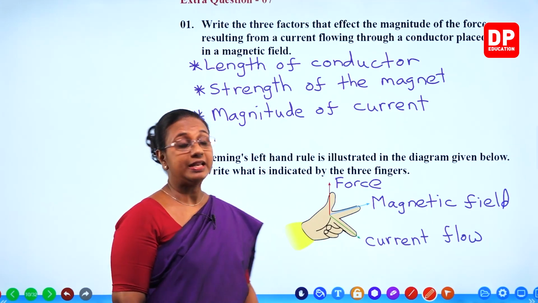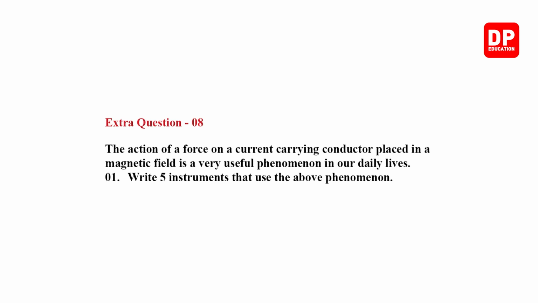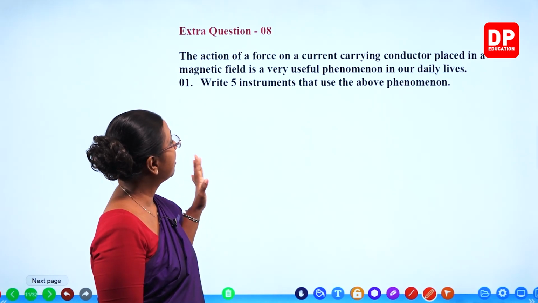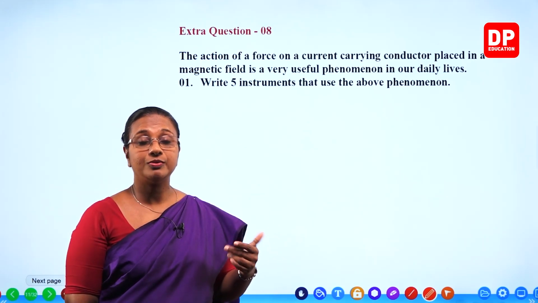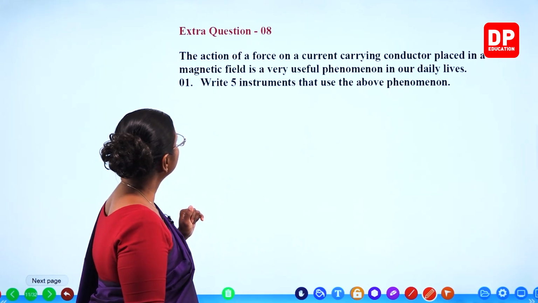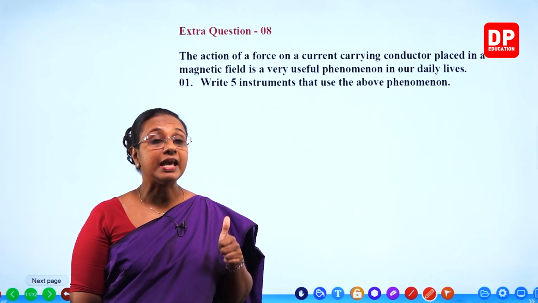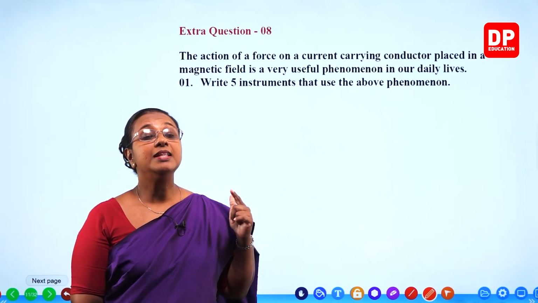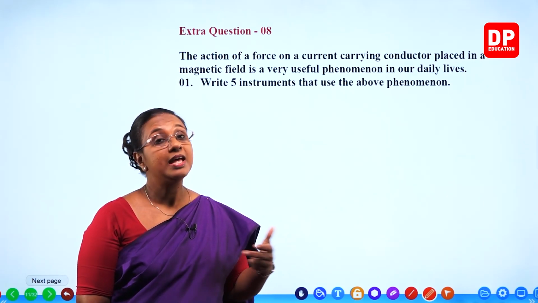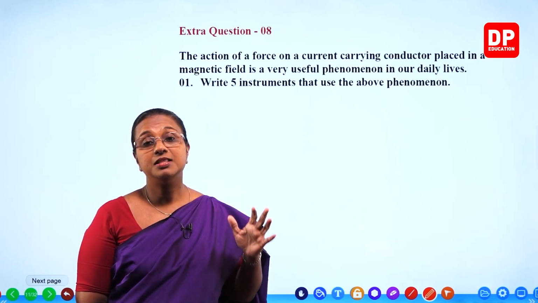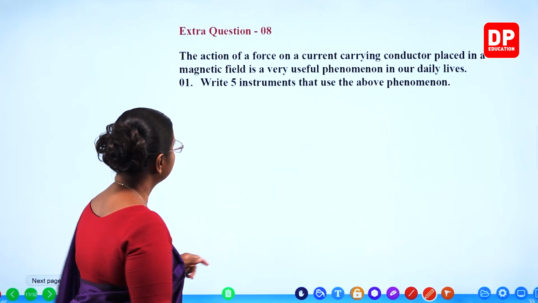With that, students, I'll move on to the next question. Extra question 8. The action of a force on a current carrying conductor placed in a magnetic field is a very useful phenomenon in our daily lives. So you're familiar with that. The questions that we discussed before are based on that. When you have a conductor placed in a magnetic field, when current flows through it, there is a force acting on it. So the question is, write 5 instruments that use the above phenomenon. The direct current motor functions based on this. Then the loudspeaker. Then the galvanometer, the analog voltmeter and the analog ammeter also function based on this principle. So that is what we need to write here.